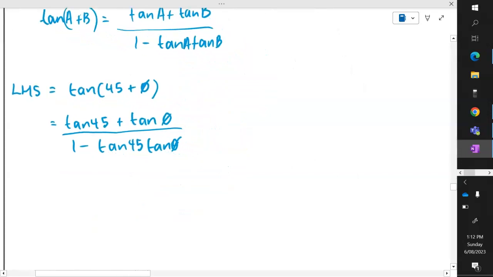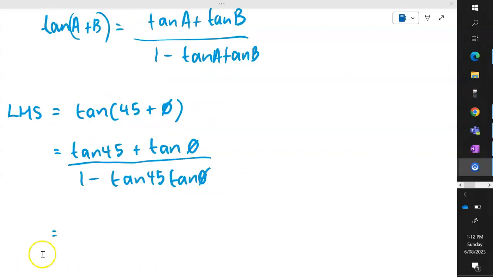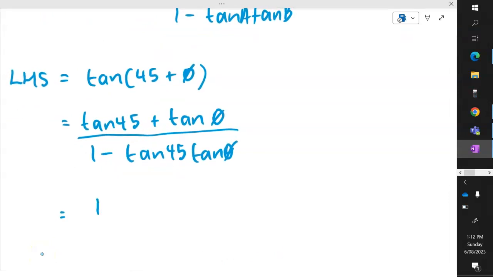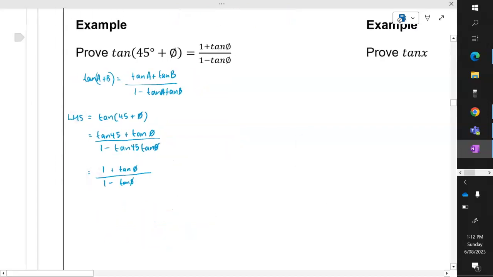Using our special triangles, we can sort the tan 45s out, and tan of 45 is 1, so we get 1 plus tan of theta all over 1 minus 1 times tan of theta, which, if we have a look back to our question up there, is what we wanted, so that equals our right-hand side. So that one was a nice simple one. Let's look at the next one.